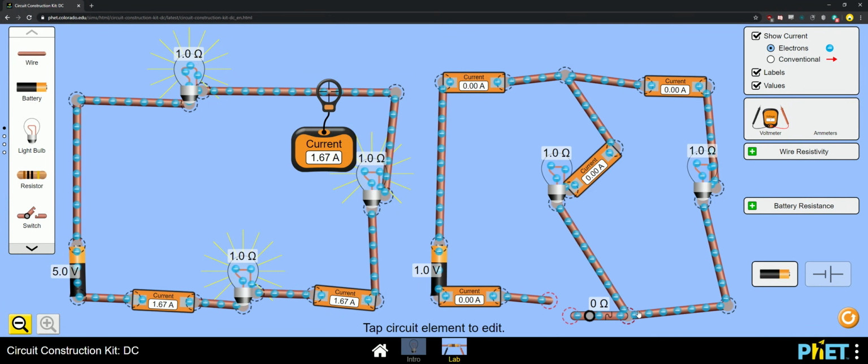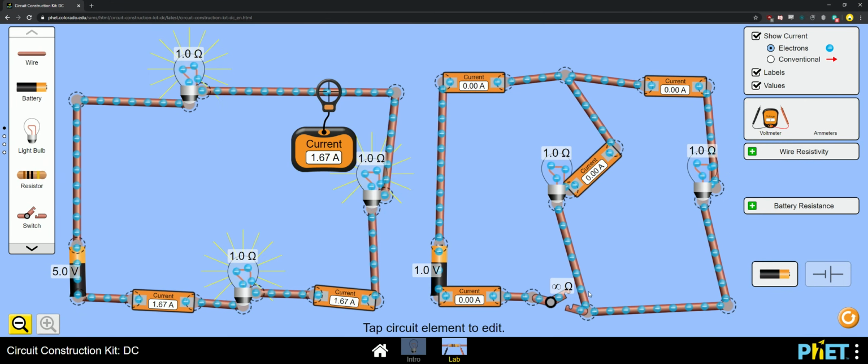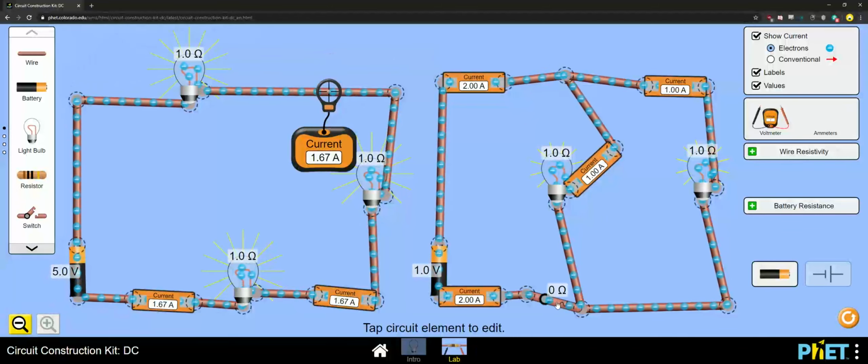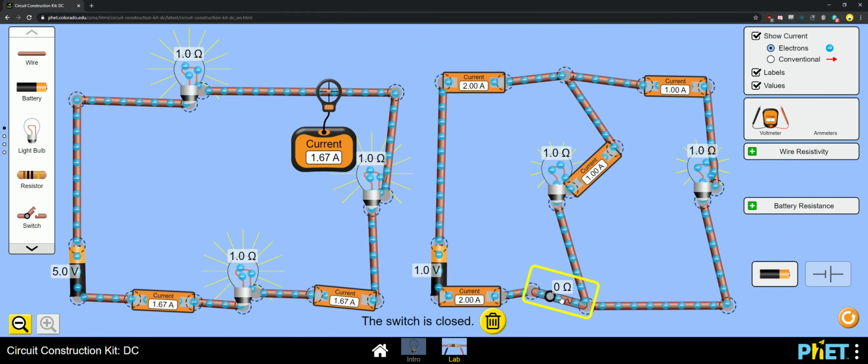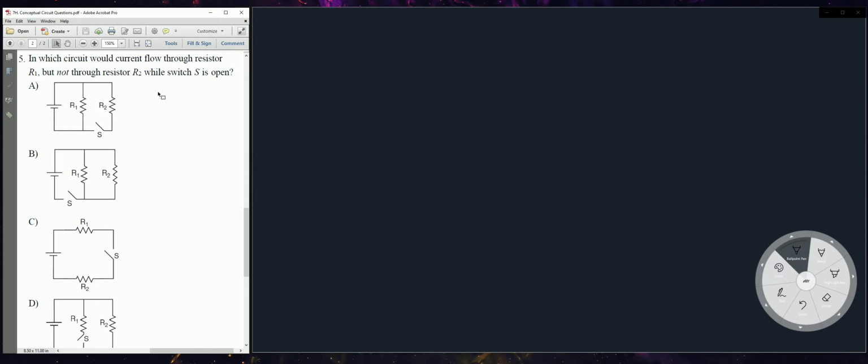But let's say I'm connecting it there. If I open it in front of these two resistors, then no electric current can flow through the entire thing. I can close it, and then electric current can flow through. So again, it depends on where you put the switch. The question says: in which circuit would current flow through resistor R1 but not R2 while switch S is open?